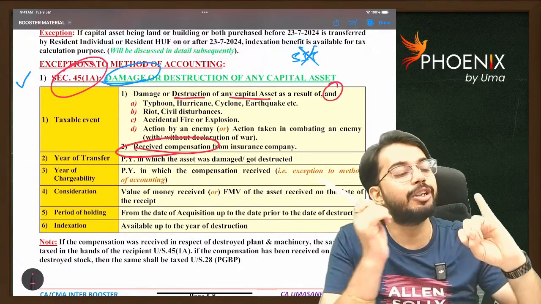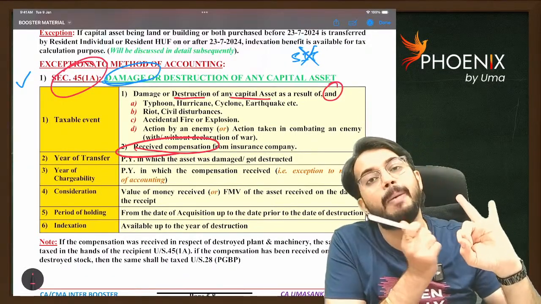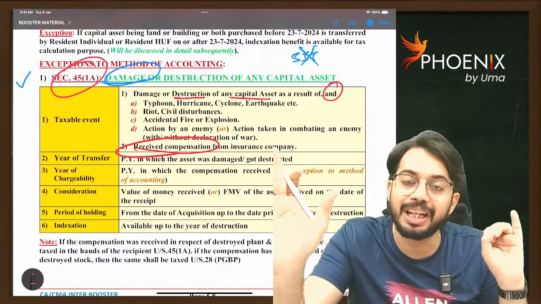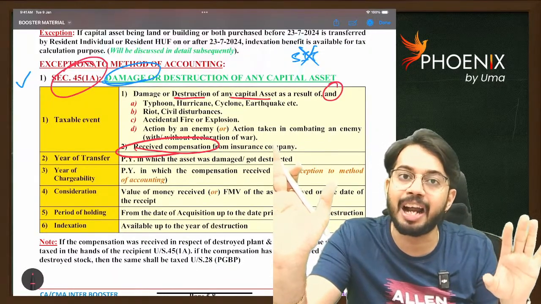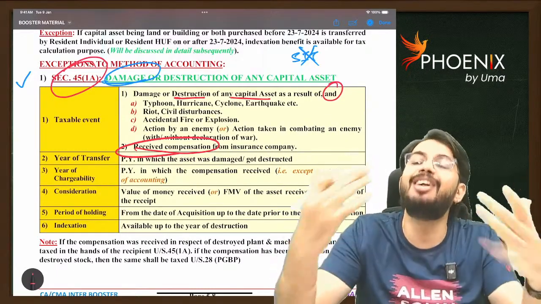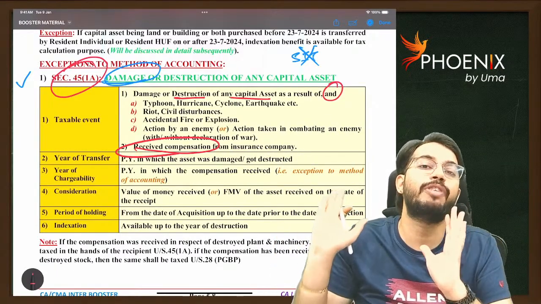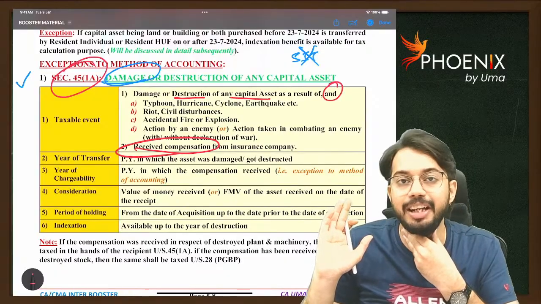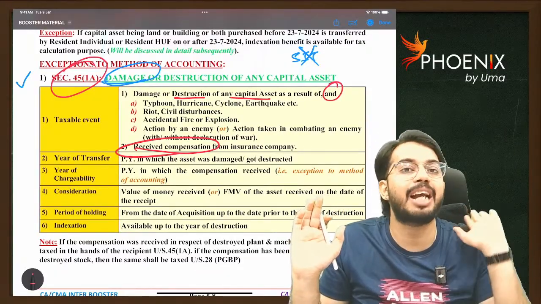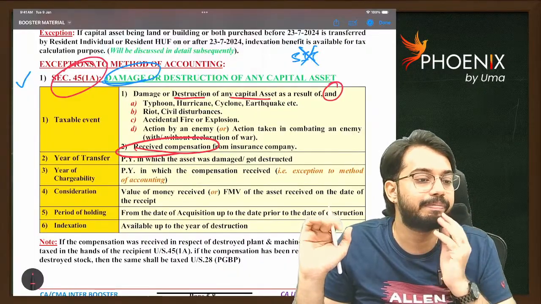That means there should be destruction and insurance compensation also should be received. If you do not get insurance compensation, 45(1A) will not get attracted. Whatever your loss of destruction is there, that loss is a dead loss. That loss you cannot set off in income tax calculation. Is it clear? Only when you get insurance compensation, then you will calculate capital gains. Is it clear?